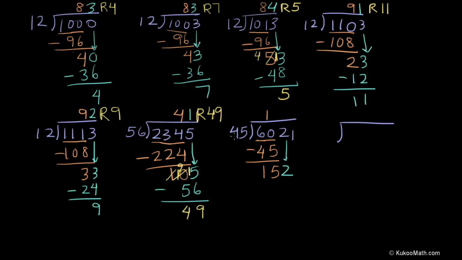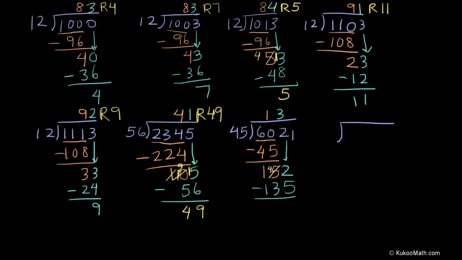How many times does 45 go into 152? It seems like 4 times is too much. So let's try 3 times. Because 4 times would be at least 160. So let's try 3. 45 times 3 is 15. Carry the 1. 4 times 3 is 12. Plus the 1 is 135. And we subtract.